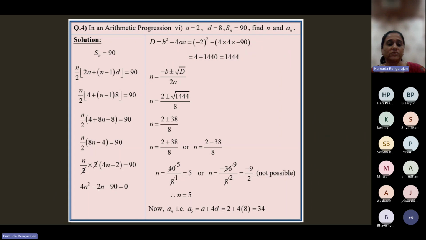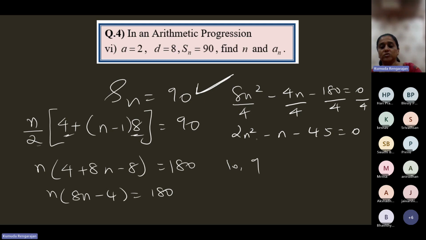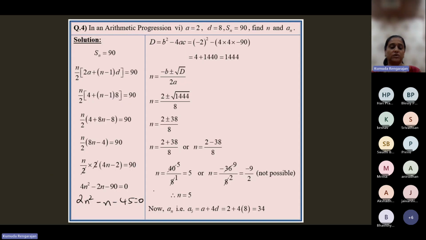Okay, I've stopped here at 4N squared minus 2N. You can simplify this further, actually. You can divide by 2 throughout and simplify this further. This is 2N squared minus N minus 45 is equal to 0. This equation can be reduced further, dividing by 2 throughout.